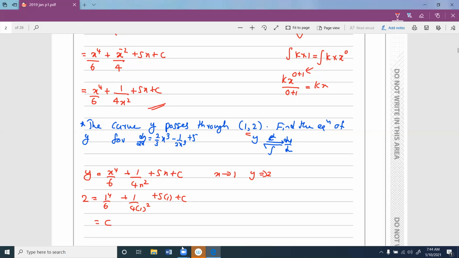c becomes 2 minus 1 over 6 minus 1 over 4, and 5 brought to the other side is minus 5. It turns out to be minus 41 over 12. In that kind of situation, you need to write the answer in this format: y equals x to the power 4 over 6 plus 1 over 4 x to the power 2 plus 5x minus 41 over 12. That is the final answer for this. That's the way of doing this.